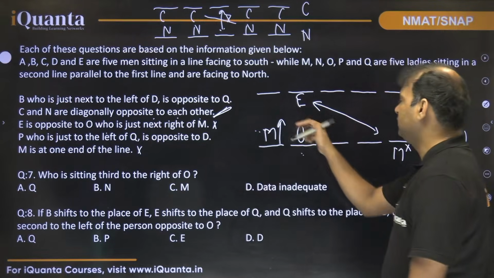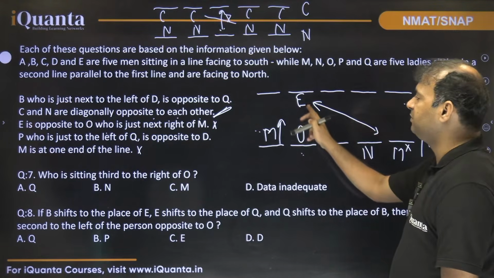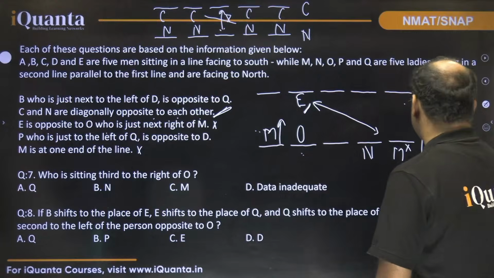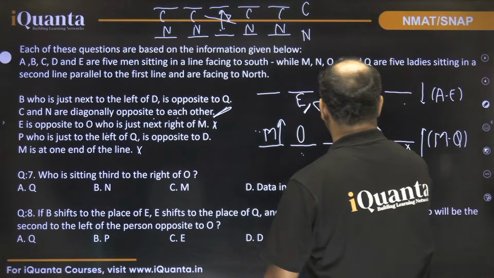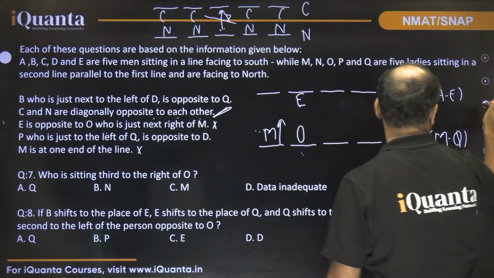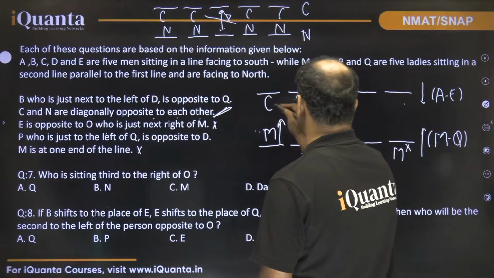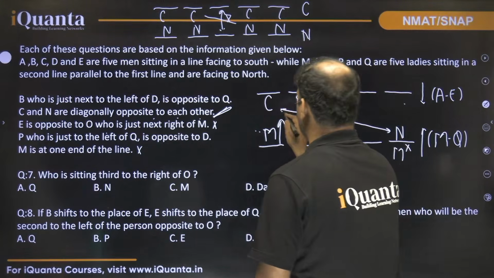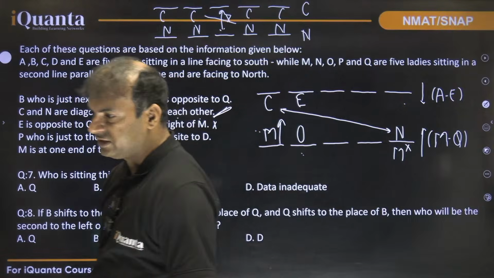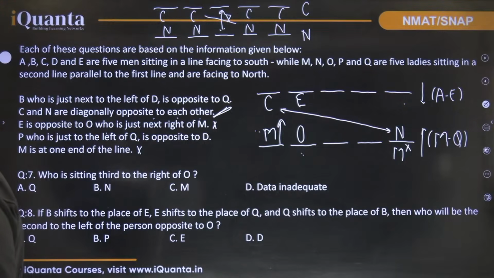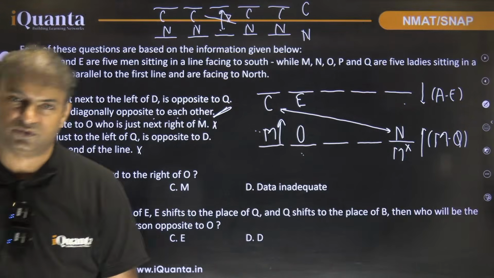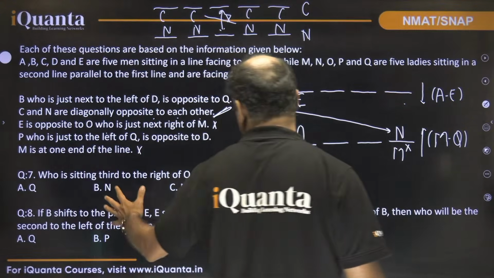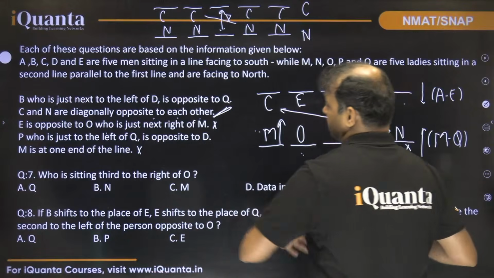Actually no. This may be N but this can't be C because this is E. So the only possibility for C and N is just one, which is that this is C and this is N. This is the only possibility for C and N. I hope this is clear to all. This is the most important point to use over here. I really hope this is clear to you guys, okay? This is the most important point to use in this particular set.